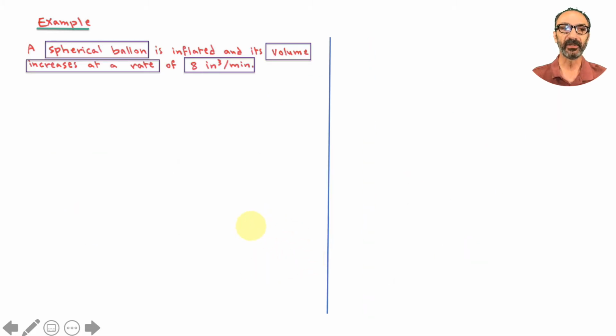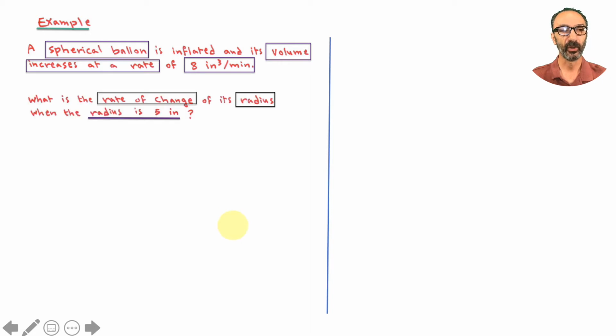A spherical balloon is inflated and its volume increases at a rate of 8 inches cubed per minute. What is the rate of change of its radius when the radius is 5 inches? Here's a graph. It's not needed, but just to stay focused.